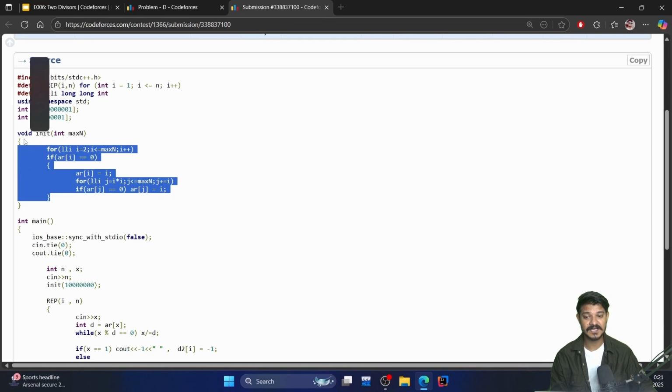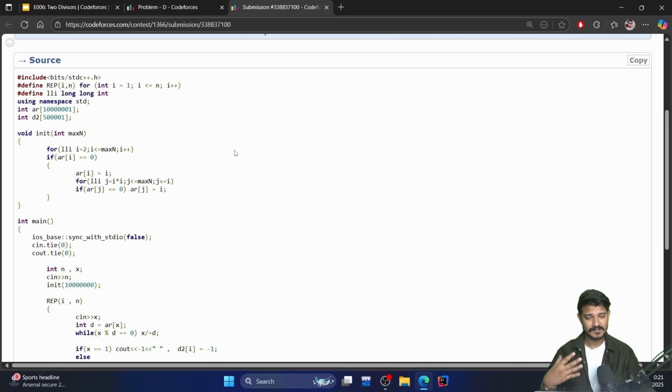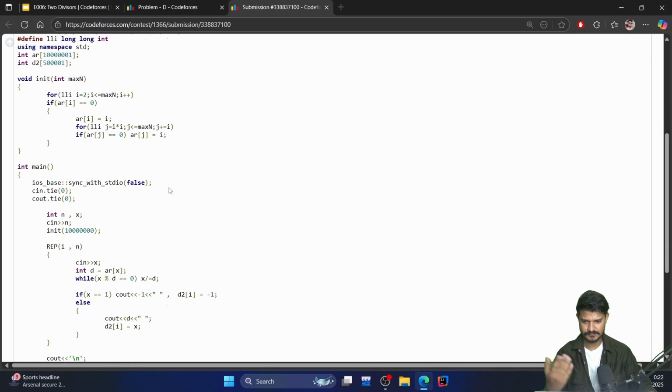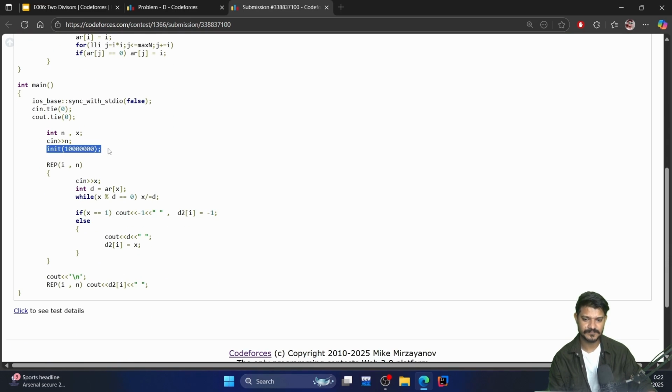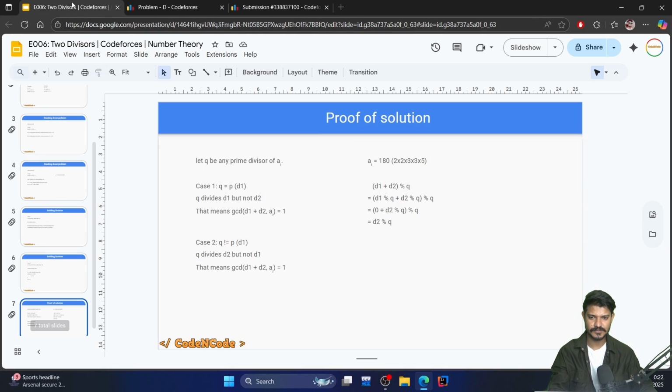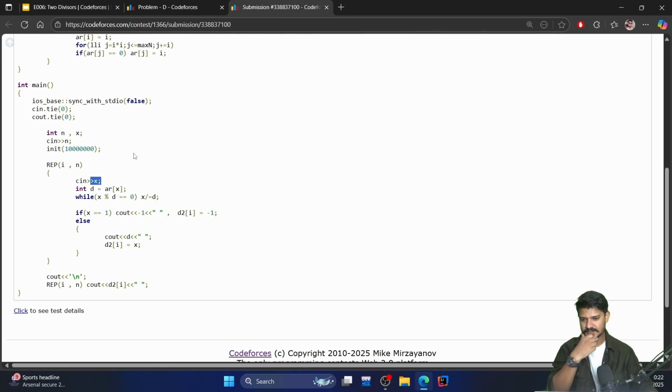If you don't know how to apply sieve to find SPF, as I said, I'll provide the link of the sieve algorithm in the description of this video. Right. So now I'm running the sieve algorithm, and for each integer i, I'm saving their smallest prime factor in ar of i. So if I want the smallest prime factor of 5, I'll look in ar of 5. After initializing, I'm going through all the n integers. I'm reading x, basically the ai. So we were talking about ai, so this is ai.